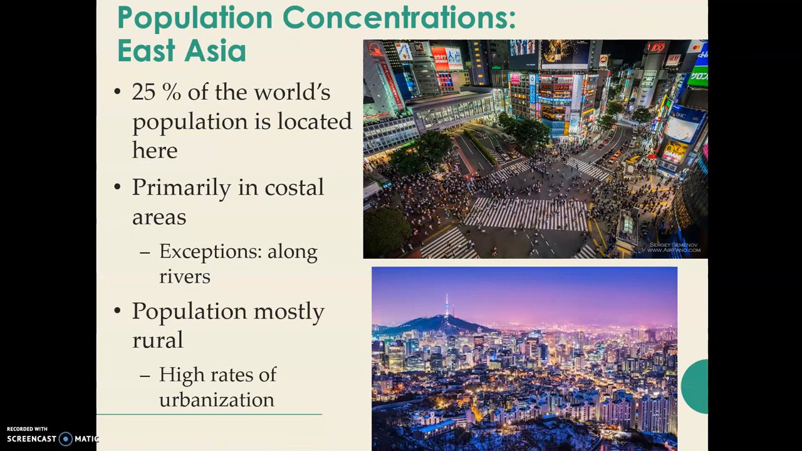So we have East Asia. 25% of the world's population is located here. So the majority of them are going to be living in coastal areas. Think real quick, pause, and think why they are coastal. Pause the video and hit play when you're ready to resume.